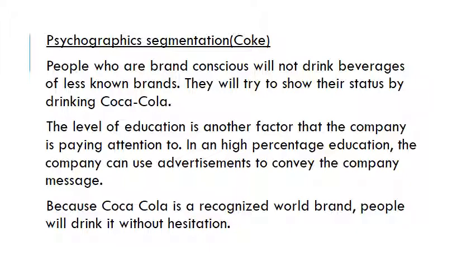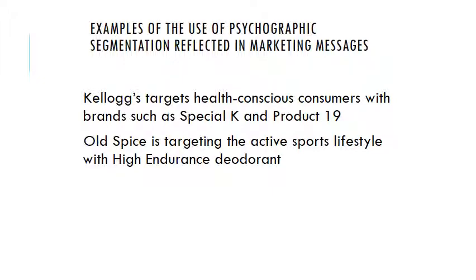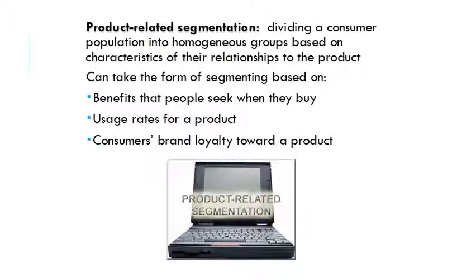The level of education is another factor that the company is paying attention to. With a high percentage of education, the company can use advertisements to convey the company message. Because Coca-Cola is a recognized world brand, people will drink it. Again, psychographic segmentation is reflected in marketing messages. Kellogg's targets health-conscious consumers with brands such as Special K and Product 19, again based on lifestyle. Old Spice targets the active sports lifestyle with high-endurance deodorants. Both these brands are based on psychographics.